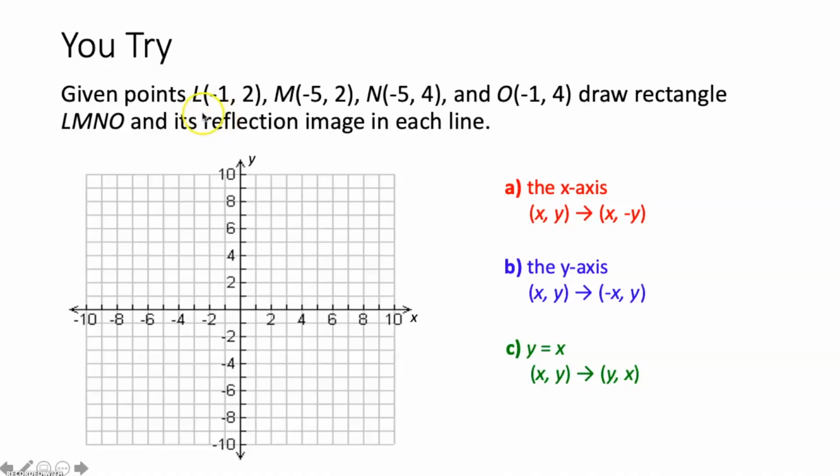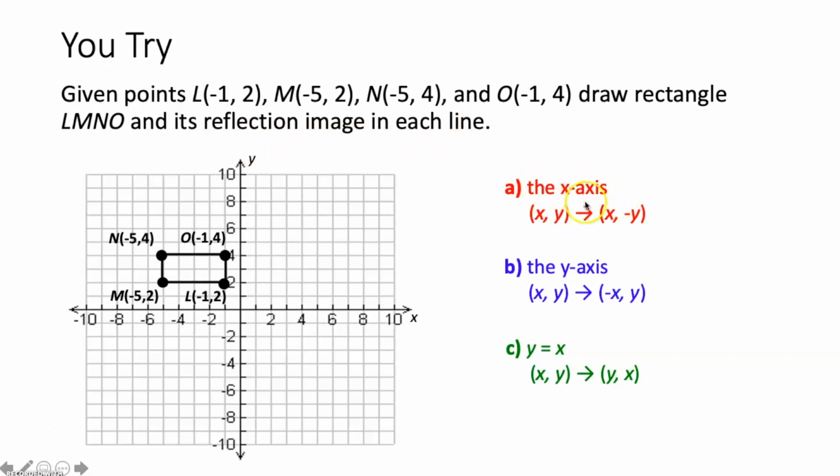Okay, doing the same thing, except this time we have a rectangle. We have point L, which is at -1, 2. We have point M, which is at -5, 2. We have point N, which is at -5, 4. And we have point O, which is at -1, 4. So there is our rectangle LMNO, and we want to draw its reflection image in each line.